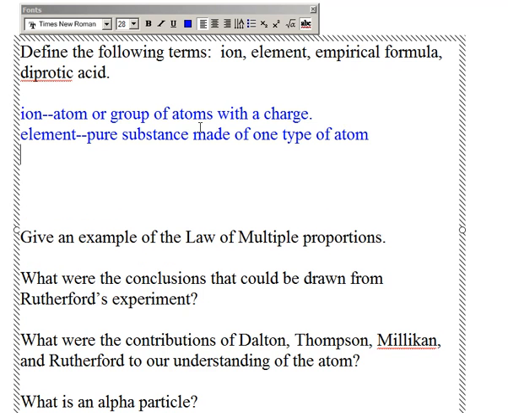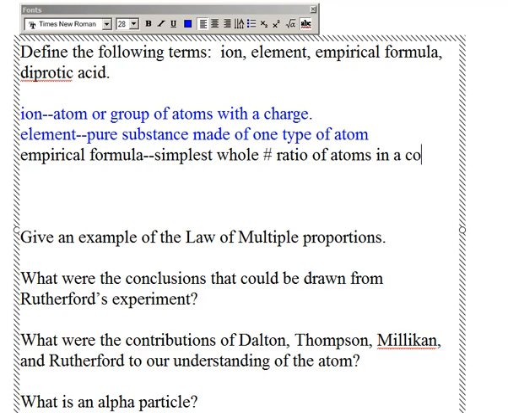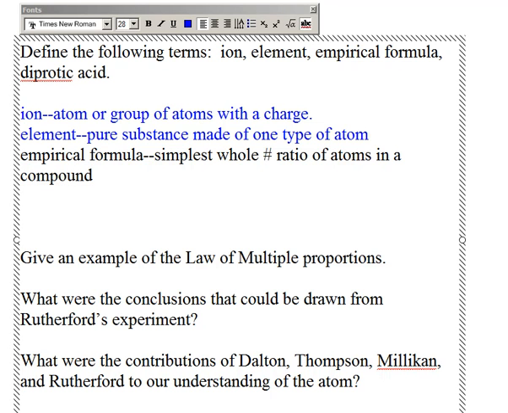An empirical formula is the simplest whole number ratio of atoms in a compound. We know all ionic formulas and empirical formulas are typically the same.